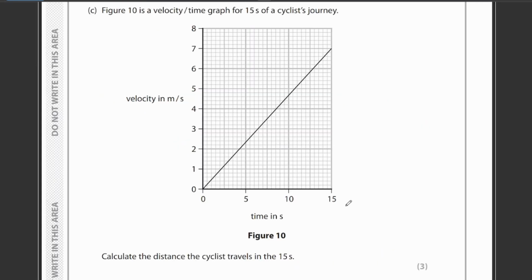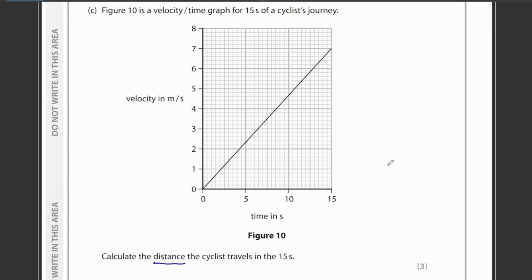Next question. Figure 10 is a velocity time graph for 15 seconds of a cyclist's journey. So from 0 to 15, it's a straight line. Now when it's a straight line, it's constant velocity. Calculate the distance the cyclist travels in 15 seconds. So they're asking you to calculate the distance. How do you calculate the distance traveled?